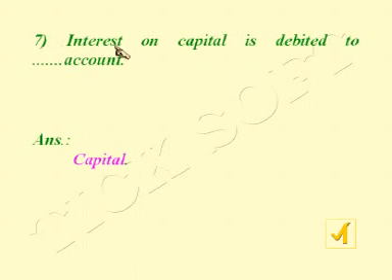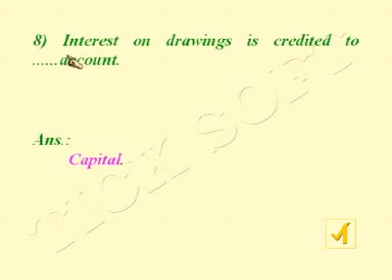Seventh one, interest on capital is debited to dash account. Answer is capital account. Interest on capital is an expense of the business, at the same time income of the proprietor. So interest on capital is debited to capital account.